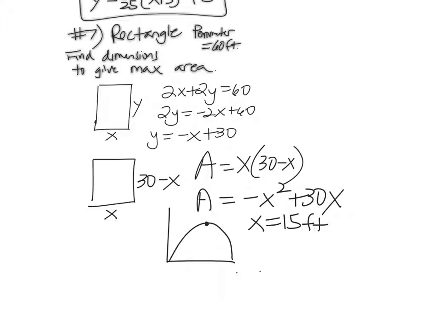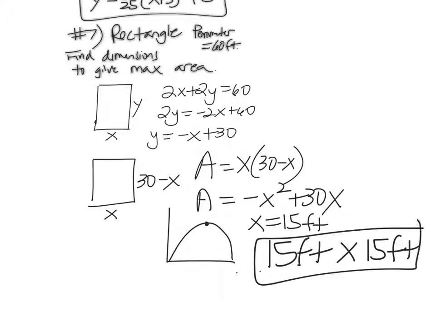It's a square. The square makes the largest area. Isn't that really cool? Is anyone super excited about that besides me? No? Okay. It's a 15 by 15 pen that you have to make for your little candles.